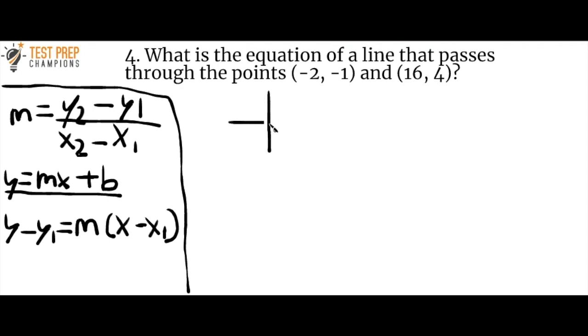This is just an example of a graph. The line that goes up and down here is the y-axis, and the line that goes left and right, or horizontal, is our x-axis. So again, the line going up and down is the y-axis, and the line going left and right is our x-axis.